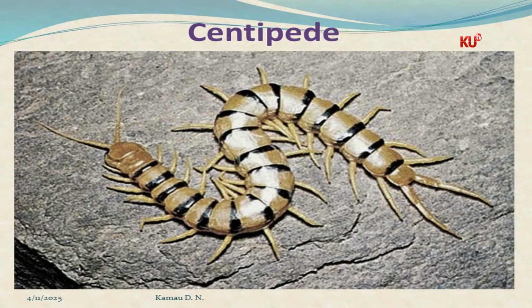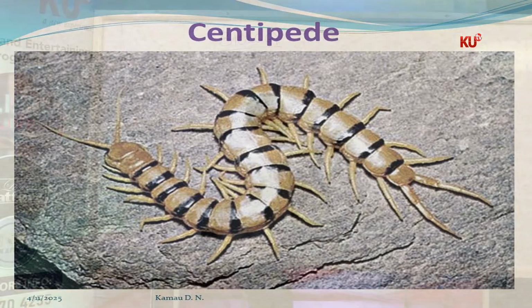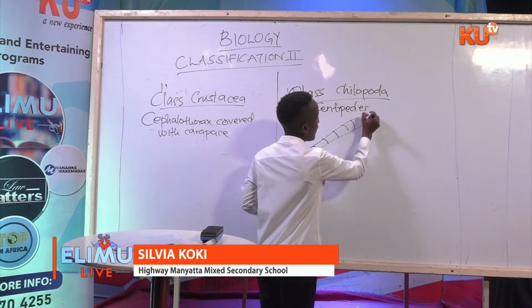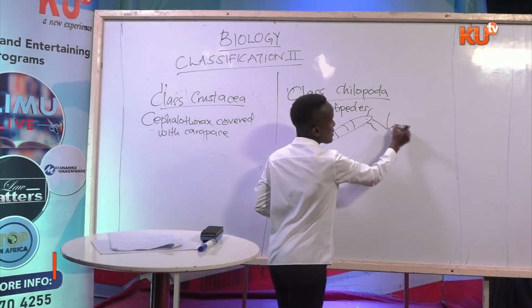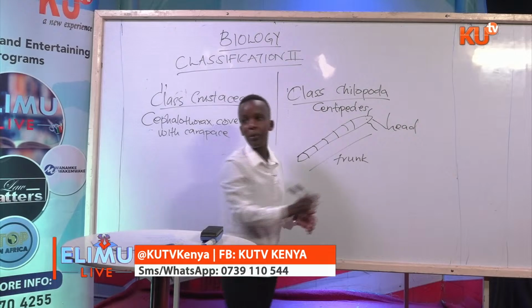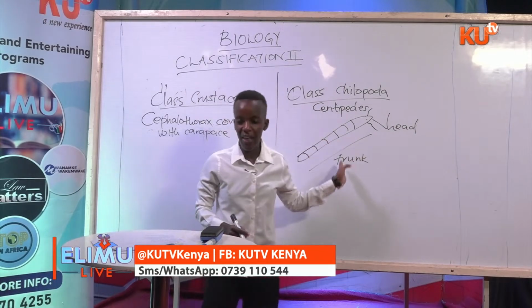They have 2 body parts. These animals tend to have 2 body parts. That is the head and the trunk. So in front here is the head, and what is left is the trunk. They have 2 body parts, the head and the trunk.